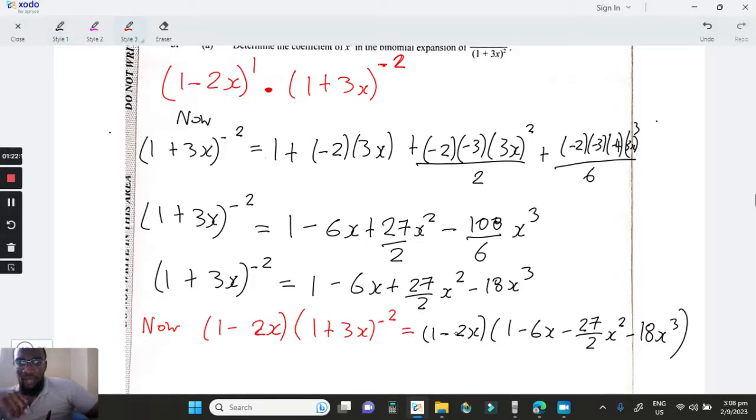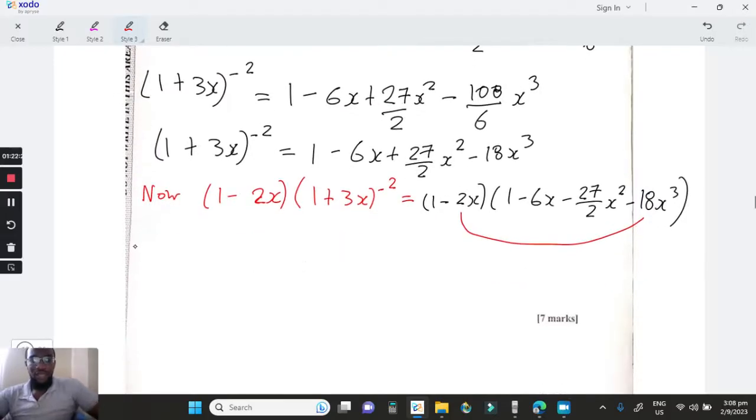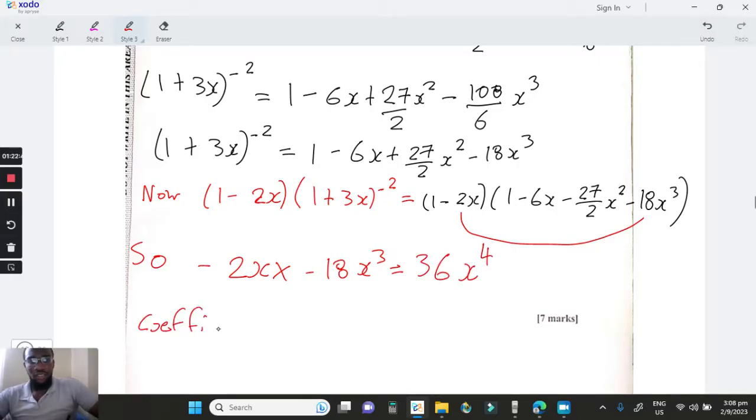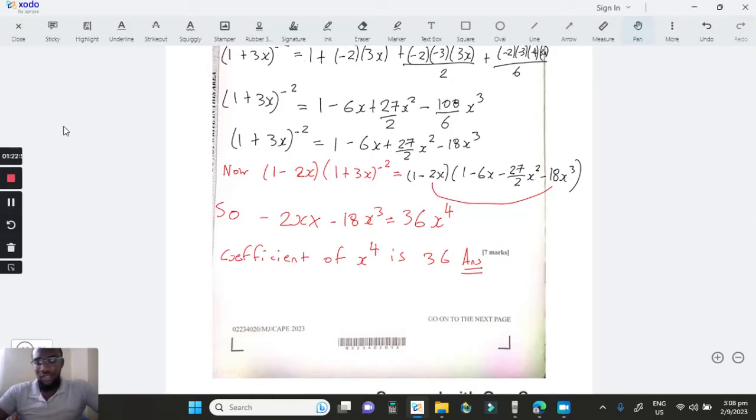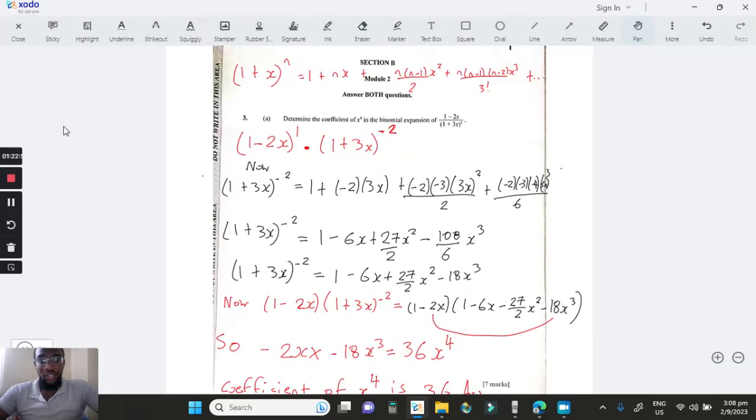So I notice if I multiply 1 times all of this, that won't give me any x to the 4. The only one that will give us x to the 4 is if we multiply these two. So minus 2x times minus 18x cubed equals 36x to the 4. So the coefficient of x to the 4 is 36. Easy, easy, easy. That's it, guys. It wasn't a bad question, but it was tricky.